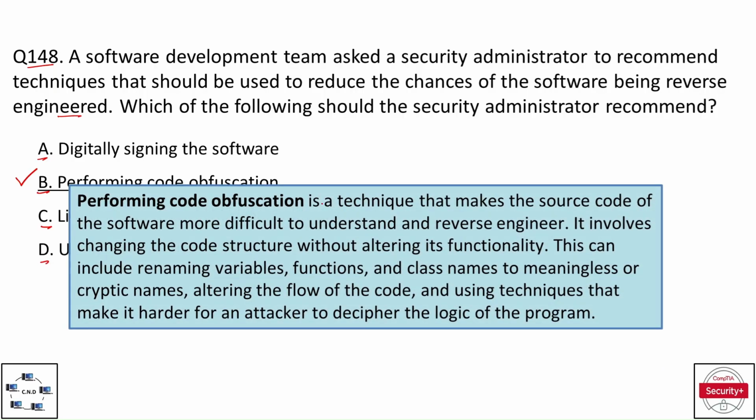So performing code obfuscation is a technique that makes the source code of the software more difficult to understand and reverse engineer. It involves changing the code structure without altering its functionality. This can include renaming libraries, functions, and class names to meaningless or cryptic names, altering the flow of the code, and using techniques that make it harder for an attacker to decipher the logic of the program.